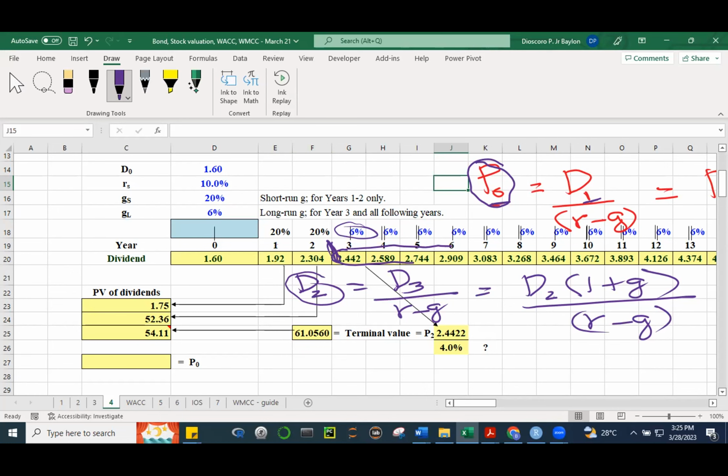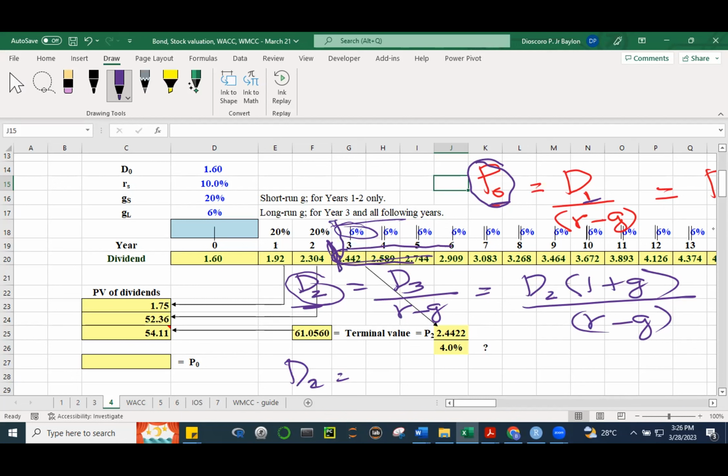So what are we going to do with the dividends from year 3 up? We're going to replace it with just one dividend, D2. Why D2? Because the constant growth rate begins on D3. So let's replace all of these values with an equivalent D2 value. Okay, so the D2 will be equal to... What I mean by D2 here is, what's the replacement for all of this?